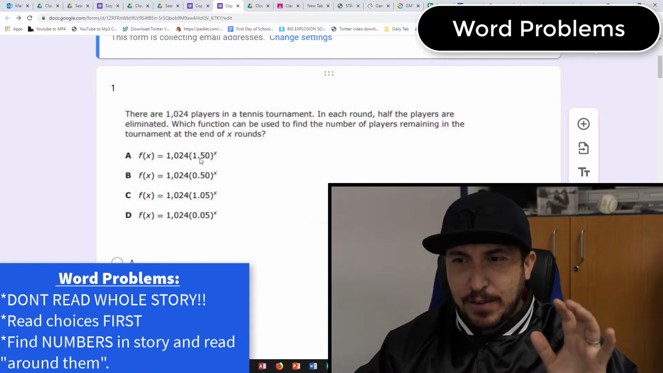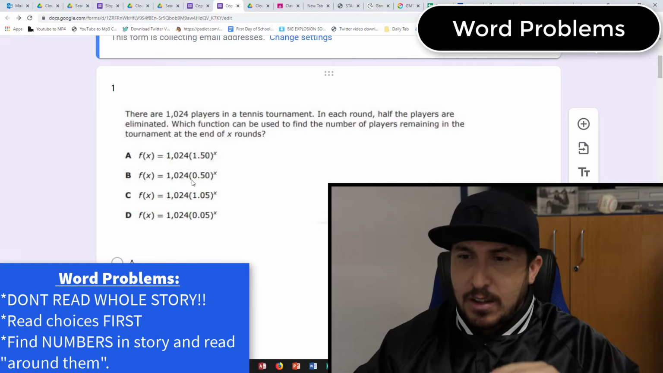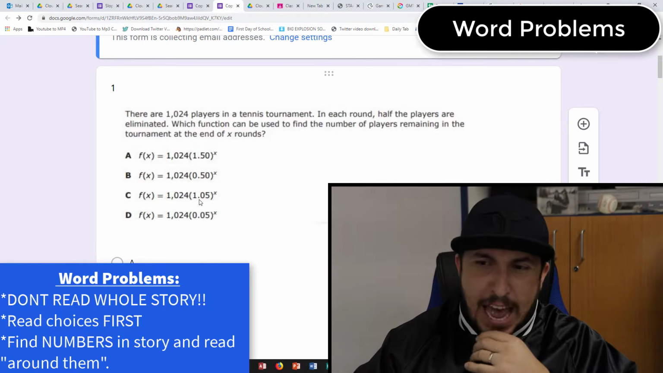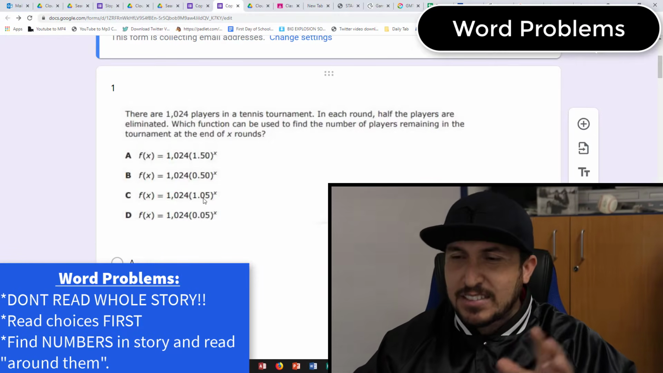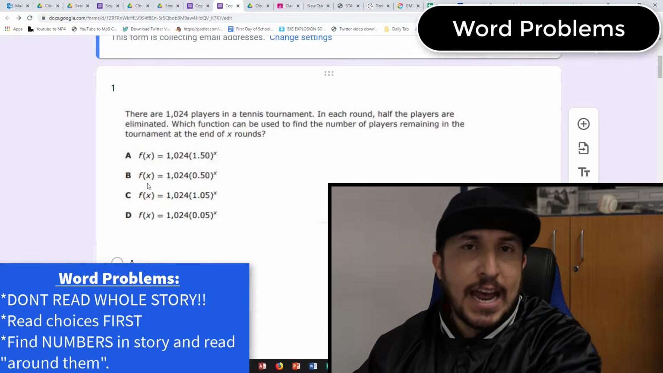Does A have a half in it? No, that's $1.50. That's 1.5. Nope, too big. Does B have a half in it? 50 cents. That's half $1, yeah. Does C have a half in it? That's $1.05. No, it's too big. Does D have a half in it? No, that one has 5. B is the only one that has a half.